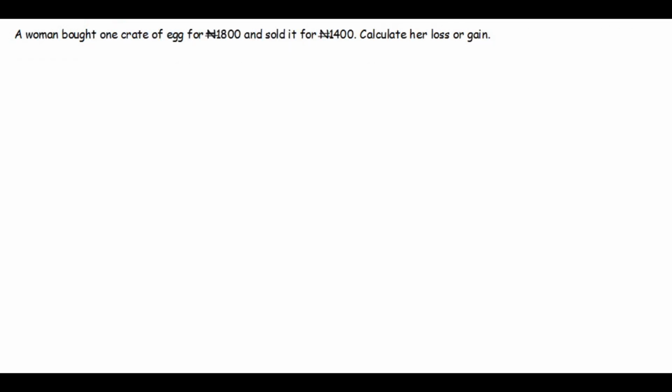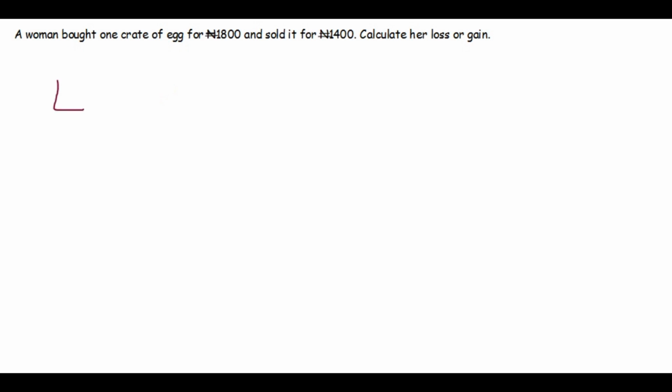A woman bought 1 crate of egg for 1,800 naira and sold it for 1,400 naira. Calculate her loss or gain. Now, what this question means is that the cost of 1 crate of egg was 1,800 and she sold it for 1,400, meaning the cost price is greater than the selling price, which means the woman made a loss.